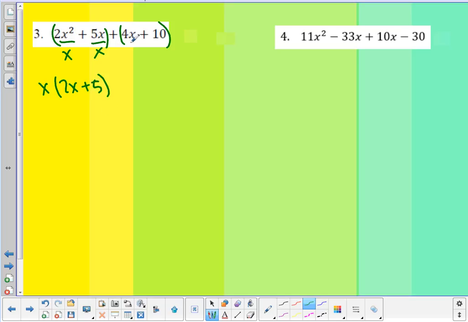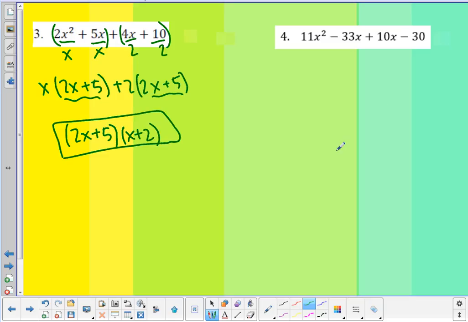Okay, now second group. From 4x and 10, I can take out a 2, so that's positive 2. And then I have a 4x, oh, sorry, 4 divided by 2 is 2, not 4. Try that again. 2x plus 5. And there you go, parentheses match, so we're good. So I have 2x plus 5 and x plus 2.